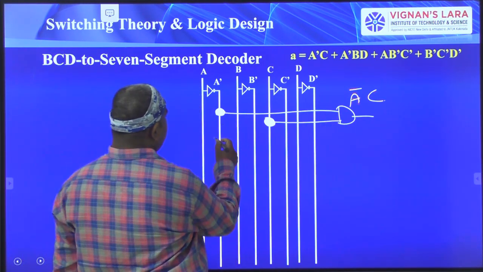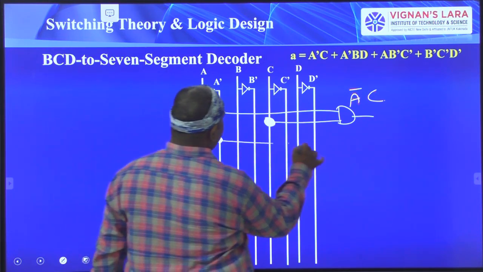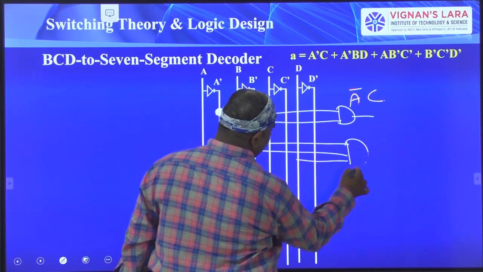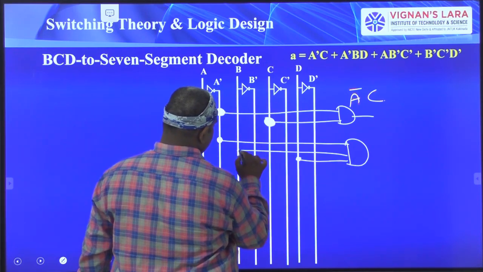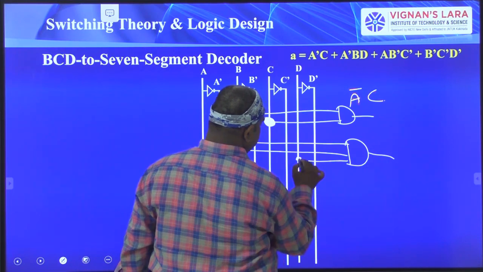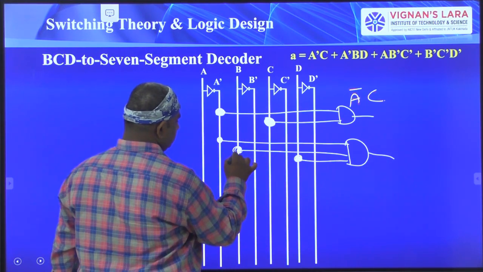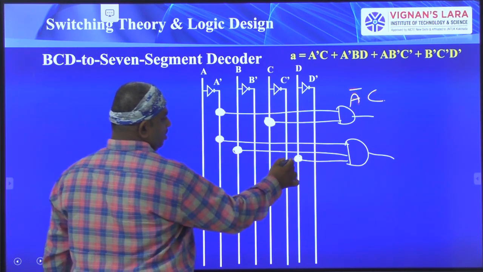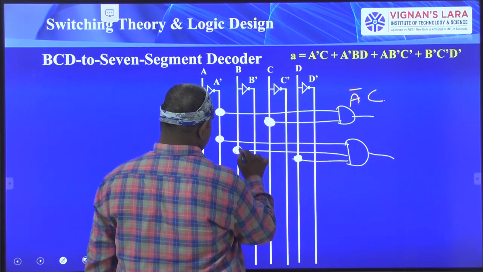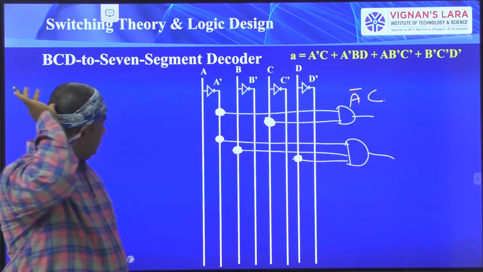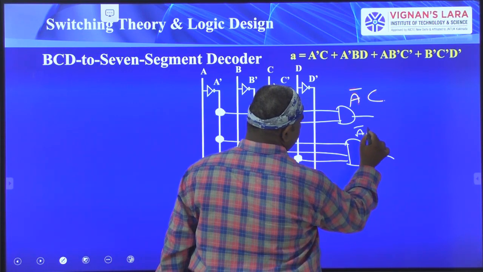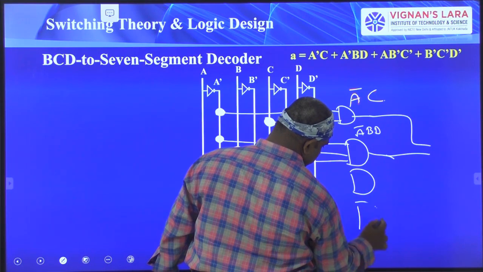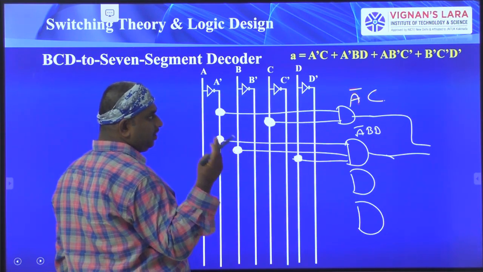Next, coming to A bar BD. This is the A bar I have taken here. Next, A bar BD: this is the B and this is the D, so I have an AND gate here. So this is A bar BD. Totally I am getting 4 AND gates, and three of the AND gates have 3 inputs.